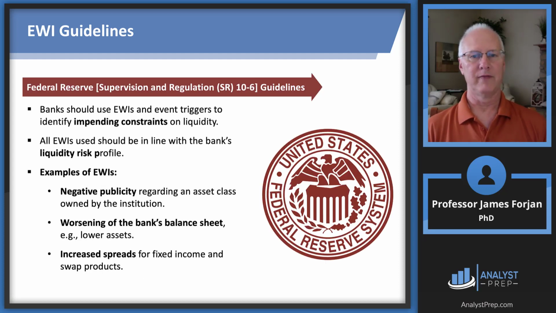And then how about what the Fed thinks about all this stuff? Impending constraints on liquidity. I love this term, constraints. This goes all the way back to the stuff that we learned in investments class regarding investor constraints. So now we're flipping that. What about financial institution constraints? Let's look at some examples here as it relates to liquidity risk, negative publicity, worsening of the bank's balance sheet, and increased spreads. So the Fed doesn't really add a whole lot to what we've talked about in those previous couple of slides, but here are those points of emphasis as the supervisory body that it is.